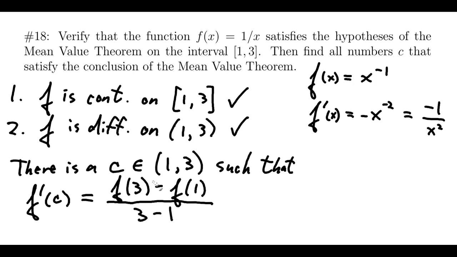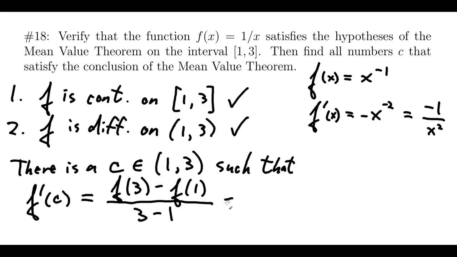That's the same as multiplying numerator and denominator by negative 1. The order doesn't actually matter in this case. You're just trying to find the slope between the endpoints. This would be the slope of the secant line connecting the endpoints, and we're saying that there has to be at least one point. There could be more than one, but there has to be at least one point in between where the tangent line is parallel to that secant line. That's what we have there.